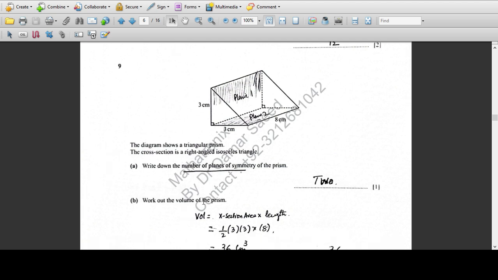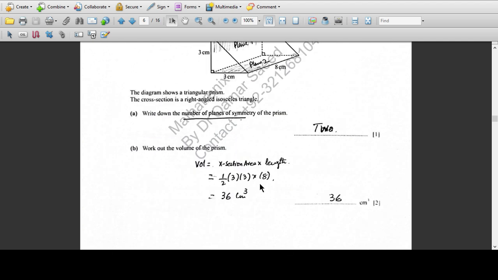Part B, work out the volume of the prism. So this is the cross-sectional area multiplied by this length. This is a triangle. The area of a triangle is half times 3 times 3. So this is the cross-sectional area, this triangle area, multiplied by this length. The length is 8 centimeters. So the volume is 36 centimeters cubed.